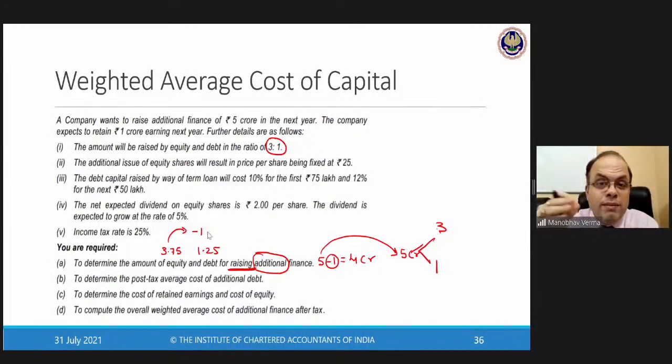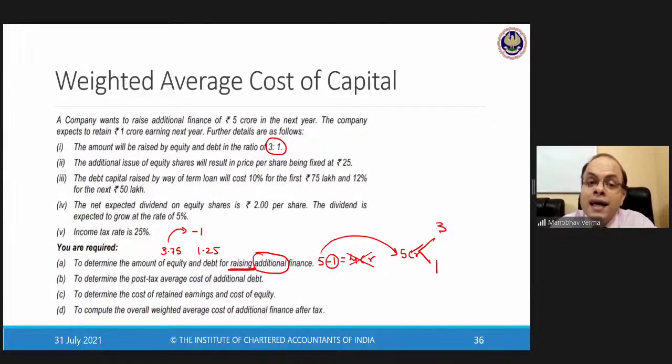I hope this makes sense, guys. This is much better. If you are thinking that 5 minus 1 is 4 and then you divide, then your eventual ratio will be disturbed. So don't do it that way, please. Okay. So 3.75 and 1.25, I guess.